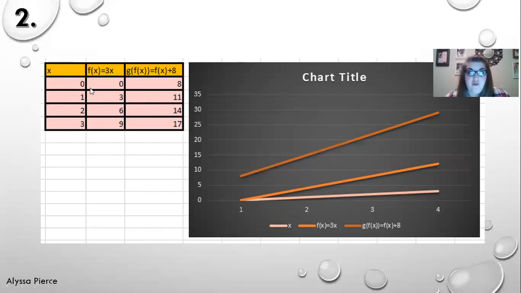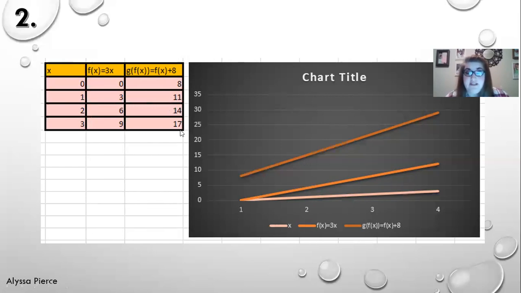The cool thing about Excel is that it's going to do that for you. It's going to put your 0 in the x spot, your 1, your 2, and your 3, and give you your answer. So we know that 3 times 0 is 0, 3 times 1 is 3, 3 times 2 is 6, and 3 times 3 is 9. Then over here, it's essentially just adding 8 to what we already know. So we have 8, 11, 14, and 17.